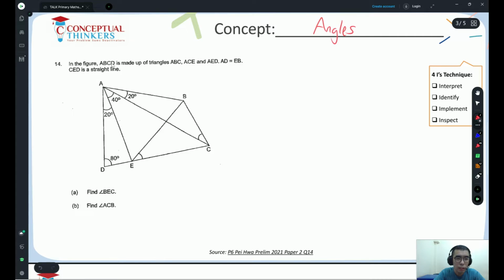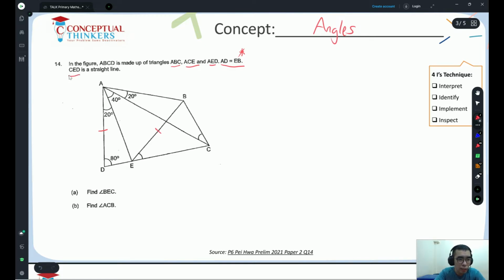They say that in the figure, ABCD is made out of triangle ABC, triangle ACE, and triangle AED. Then they also mention something very important. They say that AD is equal to EB. Now, this is a bit unusual. Usually they will say that maybe two sides of a triangle are equal to tell us that it's an isosceles triangle, or even an equilateral triangle. So now they are saying that AD and another line EB, which is far away from AD, are equal, right? So that means that we may need to use this important information to help us solve the question later. Okay, so just take note of this.